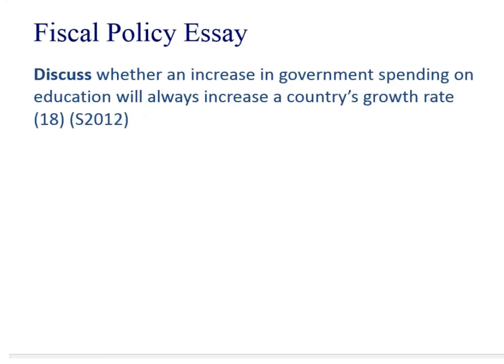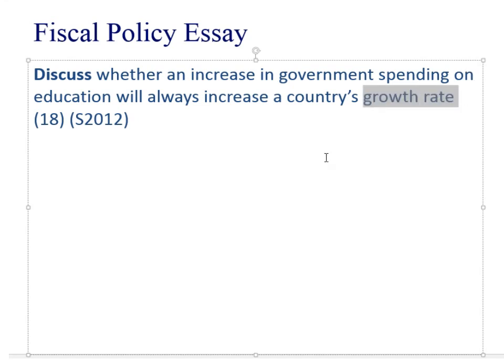So looking at the type of question that you get, they usually don't ask you a question on the whole of fiscal policy. They usually break it down. So: discuss whether an increase in government spending on education will always increase a country's growth rate. So it's got a specific variable that it wants you to look at, and it's looking at government spending on education. So it's fiscal policy. It could also be considered supply side policy as well, but you can have a look at that in the supply side policy presentation.